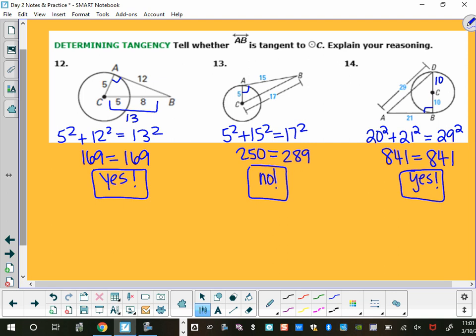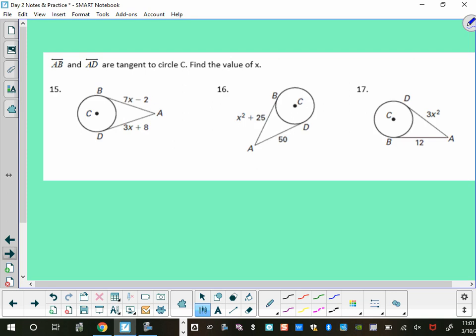Any questions on 12 through 14? All right. 15, 16, and 17. They're both tangents with a common external point, so they are congruent. Did anyone get an X value for this? Yes. You should get a 2.5.